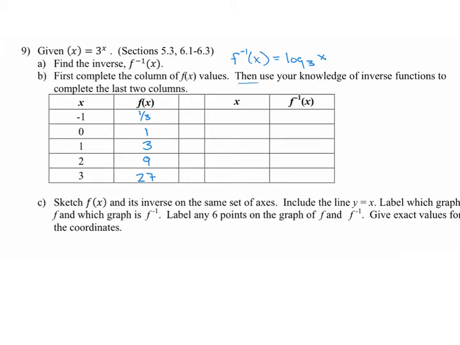From there it says use your knowledge of inverse functions to complete the last two columns. So remember that with inverse functions, what we do is we flip our columns. So my f of x becomes my x column, and my x column becomes my f inverse column. So we get negative 1, 0, 1, 2, and 3.